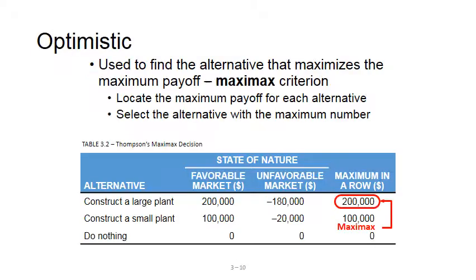The first model is for optimistic decision makers, those that have a positive outlook for the future. These decision makers believe that there is a high likelihood of a favorable market. The model is called Maxi-Max, which is the maximum of the maximums. First, we take the maximum for each row, then take the maximum of that new column. You can see our decision circled in red on the slide. Using Maxi-Max, we would select to construct a large plant, because we would maximize our profit and make $200,000.